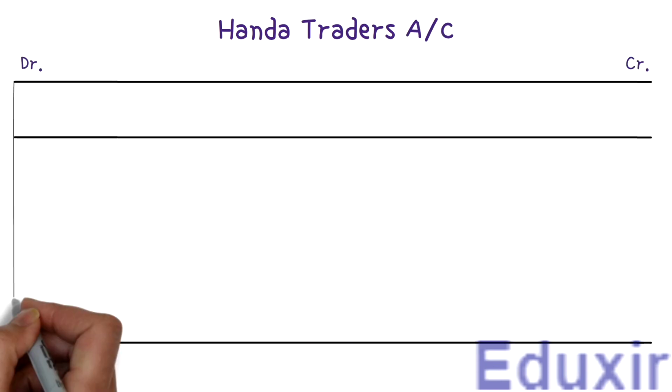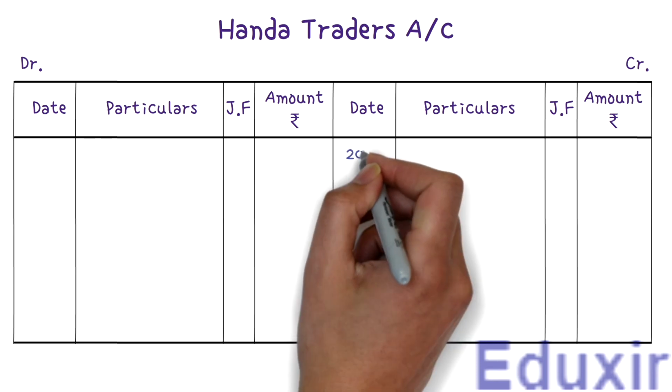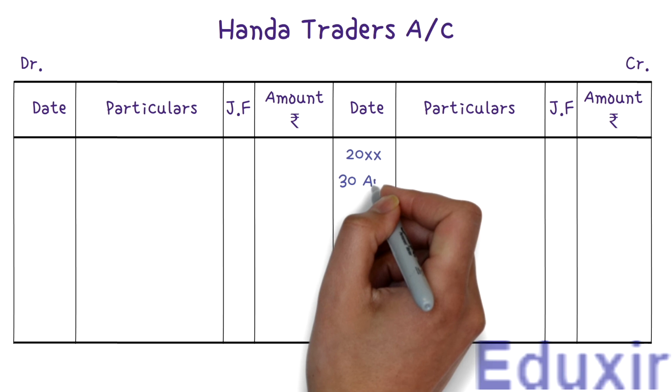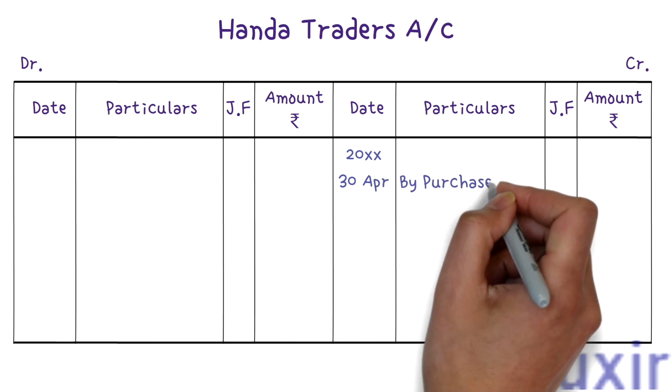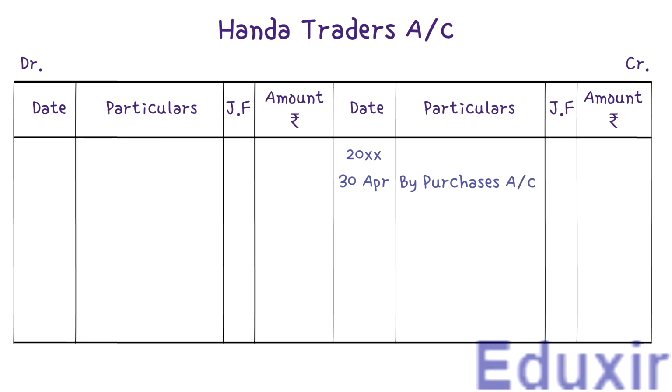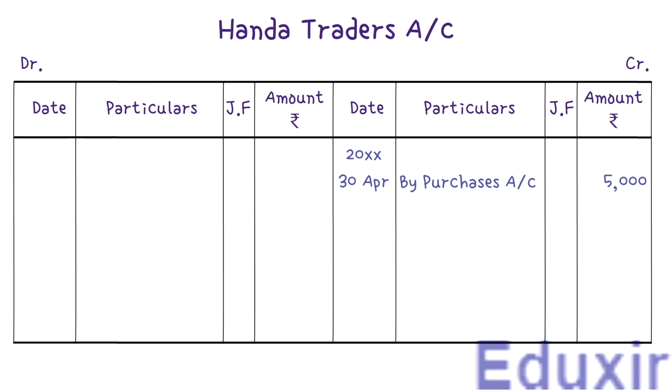Let us have the ledger account format with all the headers. As this is the first entry on the credit side, let us first write the year in the date column and then let us write the date. We need to write by purchases account into the particulars column. Let us then write the credit amount of 5000 rupees in the amount column. That completes the posting of this journal entry into Honda Traders account.